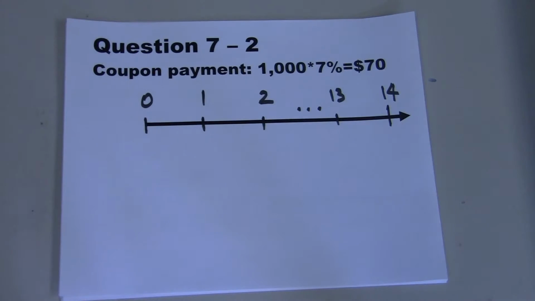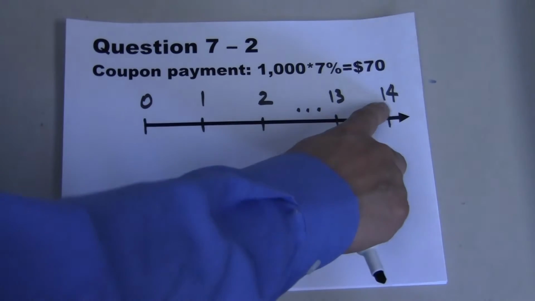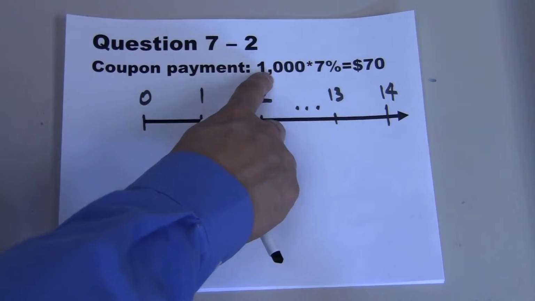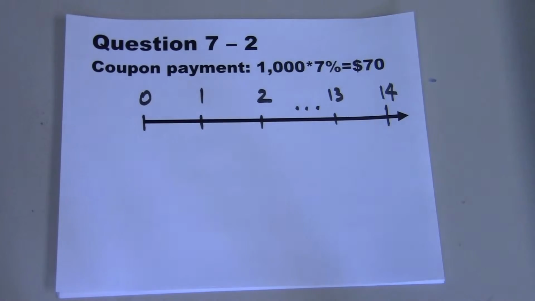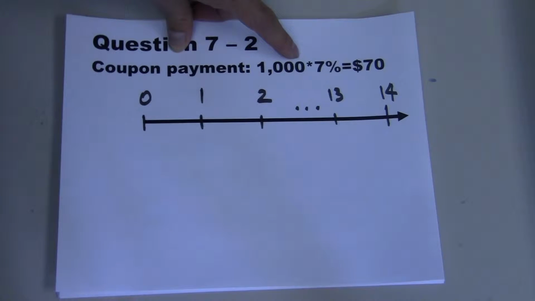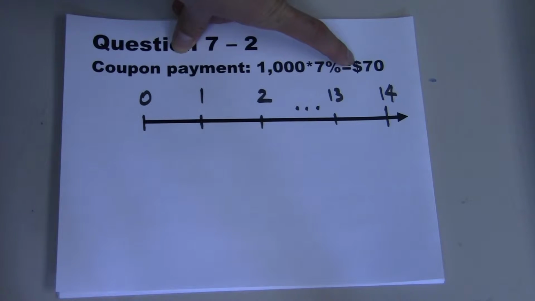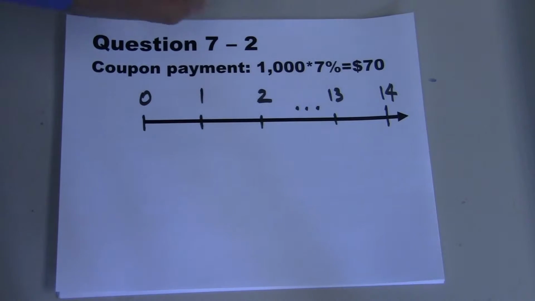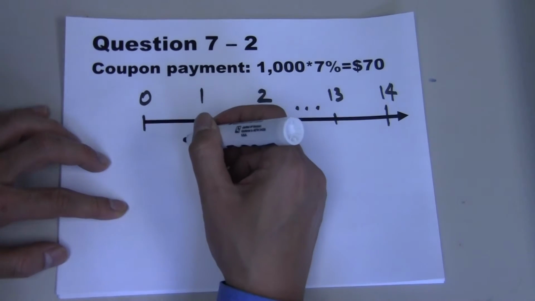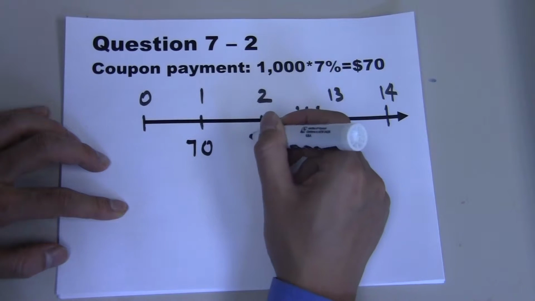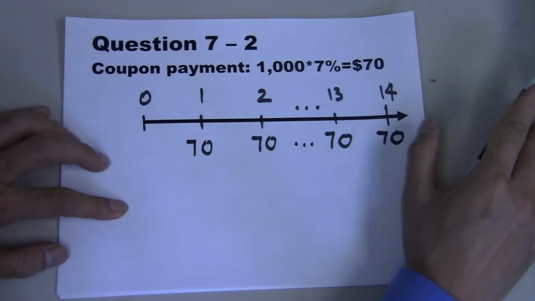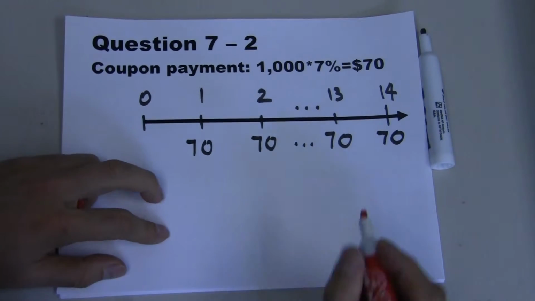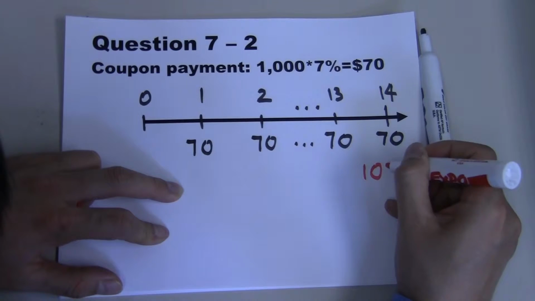In this question, we have to calculate the value of the bond. It has a maturity of 14 years, the face value is 1,000, and the coupon rate is 7%. So based on the face value and coupon rate, you can calculate the coupon payment of 70. Basically, at the end of each year for the next 14 years, you receive $70. And also at the maturity date, you receive the face value of 1,000.